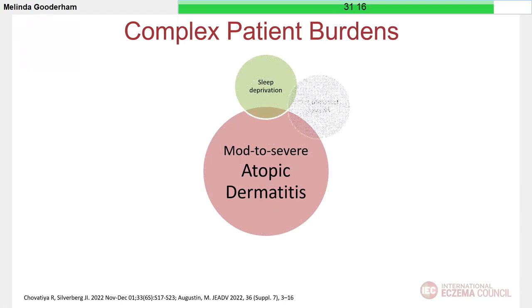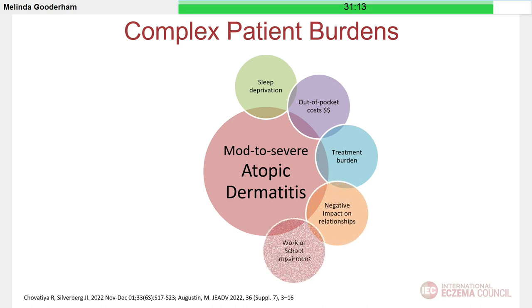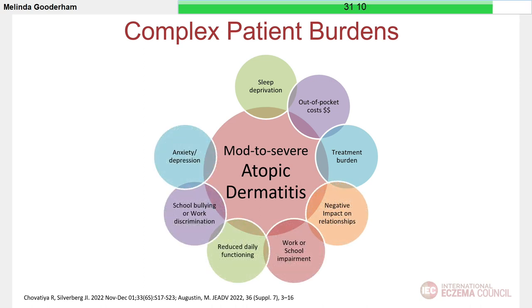There are a number of very complex burdens, and we've heard about some of them already today: the sleep deprivation, the out-of-pocket costs that patients have to deal with, the burden of treatment, putting on a topical agent every day, one that they might become sensitized to because they're applying it to broken skin. The negative impact on their relationships, whether at home, at work, or at school, their overall reduced daily functioning, the bullying that they might have at school or discrimination at work. We heard an excellent deep dive into the anxiety, depression and mental health burden in this population, and the impact on the whole family. Those are the things I wanted to take a look at today.